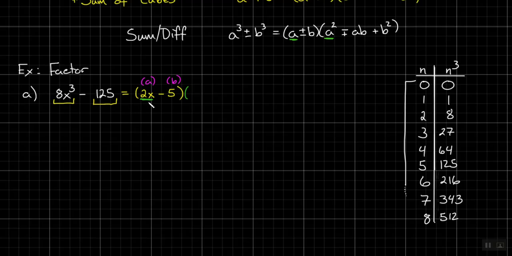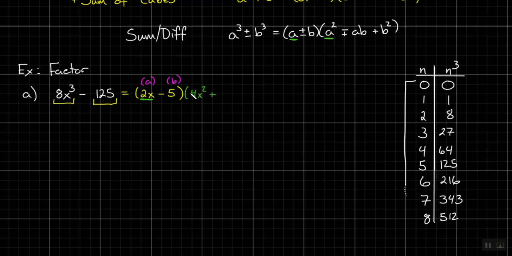So I heard 3 different answers. 2 what? 2x. What's 2x times 2x? 4x squared. Okay, notice the minus here. This is the only weird part. What do we do with the sign? We opposite. So now we're adding.